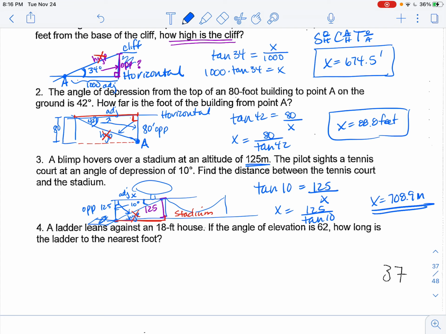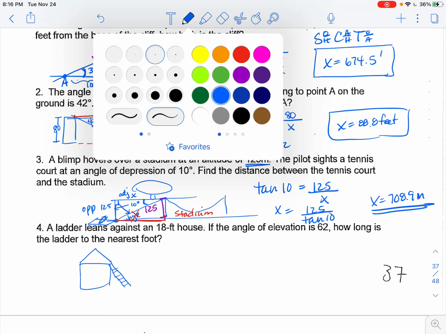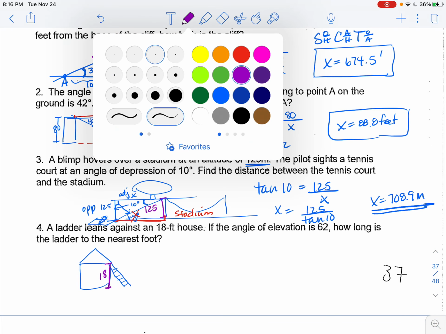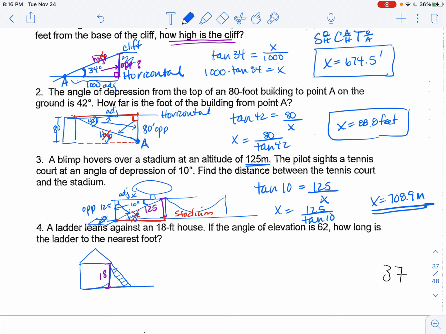A ladder leans against an 18-foot house. So here's my house. Here's my ladder leaning against the house. And we know that the height of the house is 18. So I'm going to draw this perpendicular, this vertical is 18. The angle of elevation is 62. An angle of elevation is always from a horizontal. So here's my horizontal. Here's my angle of elevation. And that is 62 degrees. How long is the ladder to the nearest foot?